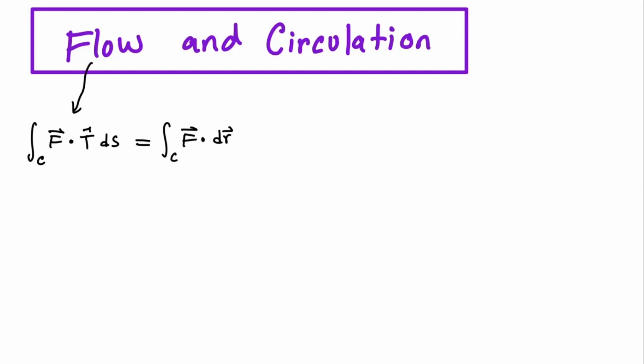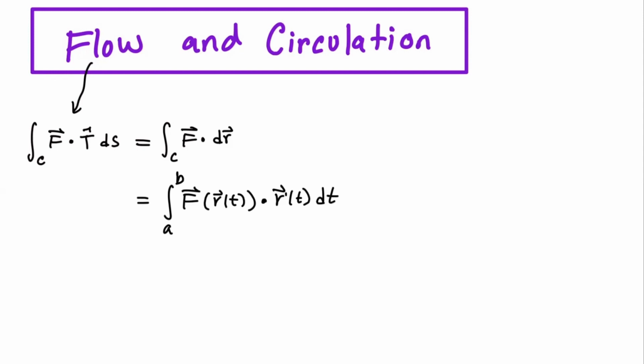To evaluate this, if C is parameterized by some curve R of t, where t ranges from a to b, then this integral can be written as the integral from a to b of F of R of t. So you evaluate the field at R of t, and you dot it with R prime of t dt. So that is our flow integral.